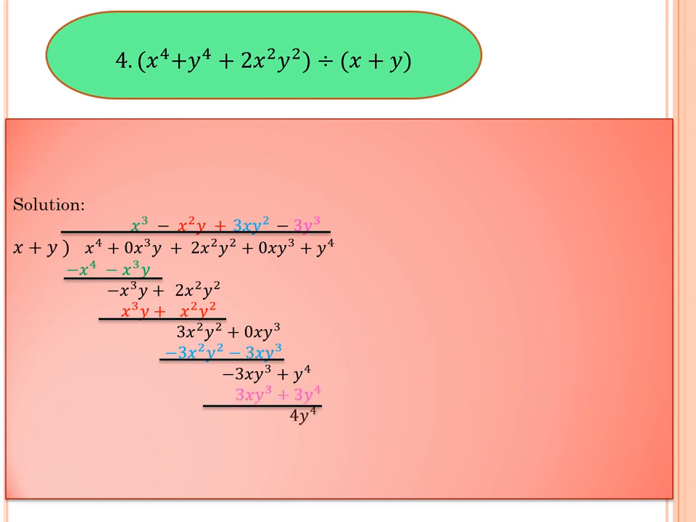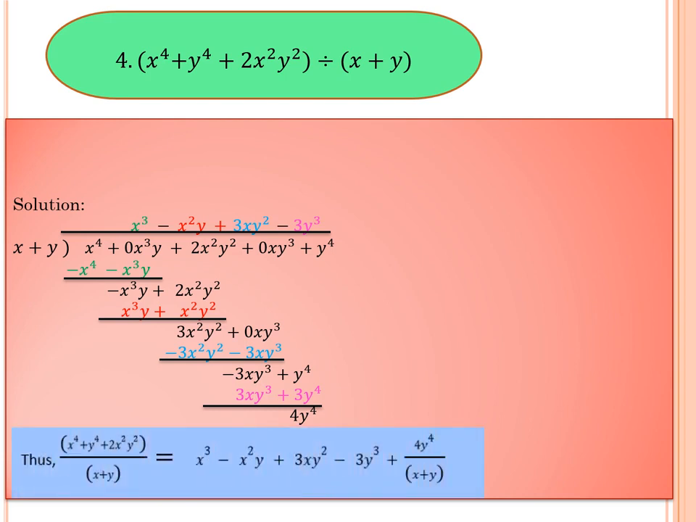Now, adding this two, we will get 4y to the power of 4. Okay, so this would be our remainder. Now, for our final answer, we have this one. So this expression, x to the power of 4 plus y to the power of 4 plus 2x squared y squared divided by a quantity x plus y is just equal to x cubed minus x squared y plus 3xy squared minus 3y cubed plus 4y to the power of 4 divided by quantity x plus y.